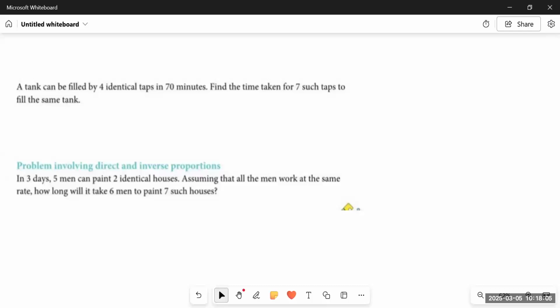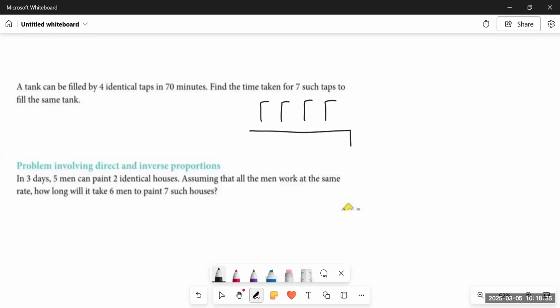Now let's practice question 8 from page number 224, where it is given that a tank can be filled by 4 identical taps in 70 minutes. Find the time taken for 7 such taps to fill the same tank. First of all, you have to understand whether there is a direct proportion or inverse proportion in this question. It says a tank can be filled by 4 identical taps. There are 4 taps, and they are filling a tank in 70 minutes.